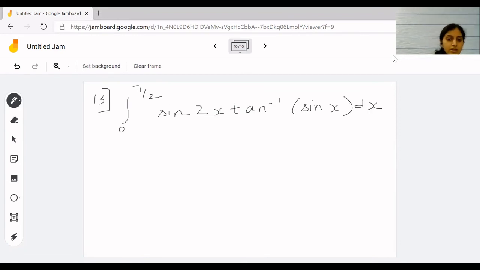Now we'll call this I. I is equal to this value. Now we are going to use substitution. So what is this substitution? First of all, sin 2x can be written as, I is equal to the integral from 0 to pi by 2, 2 sin x cos x, right?